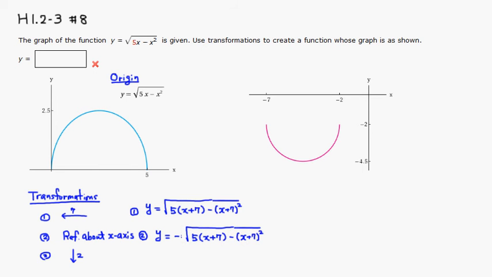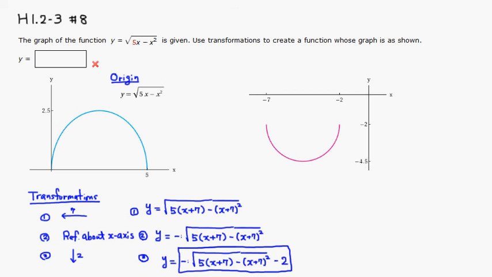Then the last step would be after the third transformation. All you have to do is subtract 2 right at the end. So it's going to be y is equal to, and you take this, copy it, and you just need to subtract 2 from there. So this is the equation that we're looking for. Let's type it in.